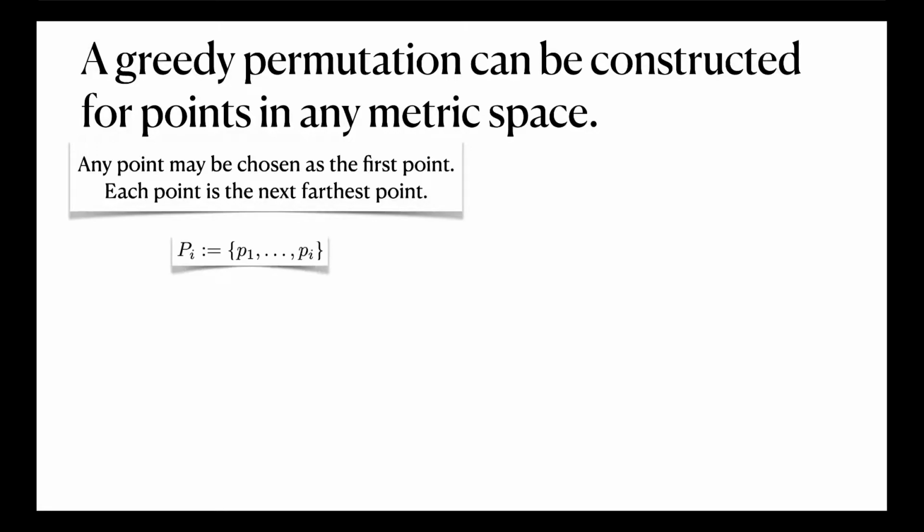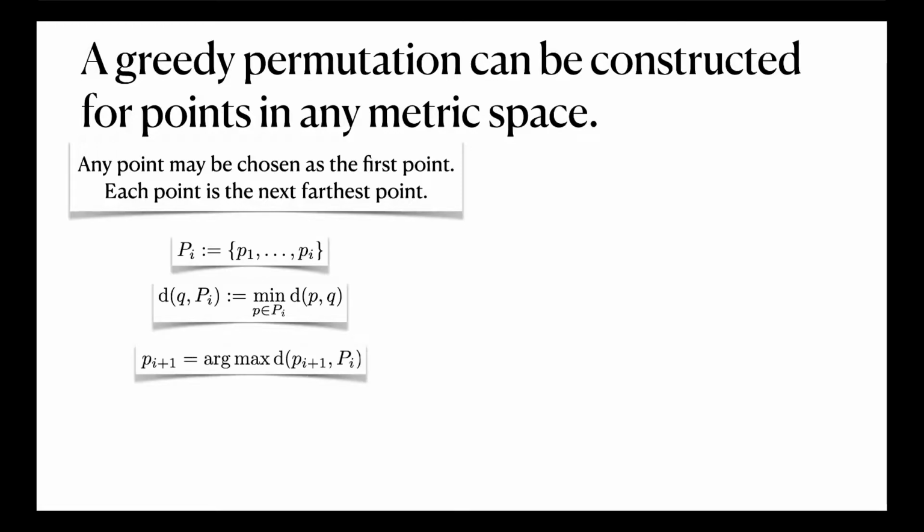Let's say that P sub I is the first I points in the permutation, and the distance from a point to one of these prefixes is just the distance to the closest point in there. So then the I plus first point will be defined to be the point that maximizes the distance to the prefix. If you plug in this definition of the distance, you'll see this is kind of a max-min. In fact, this is exactly the Hausdorff distance. So the distance from the I plus first point to its predecessors is exactly the Hausdorff distance between that ith prefix and the rest of the set.